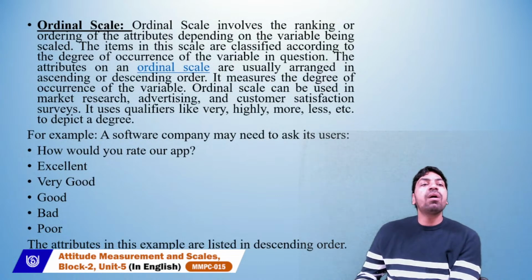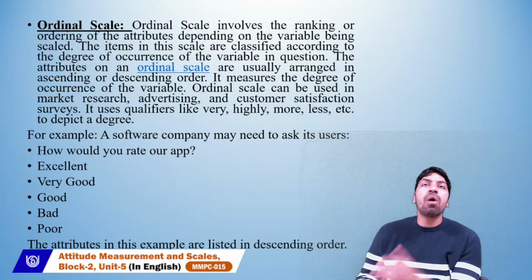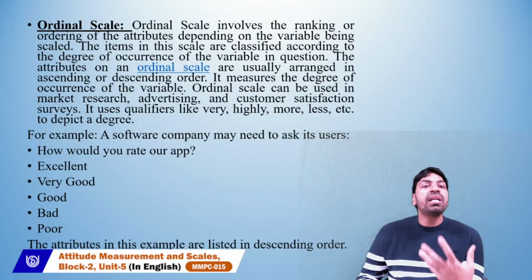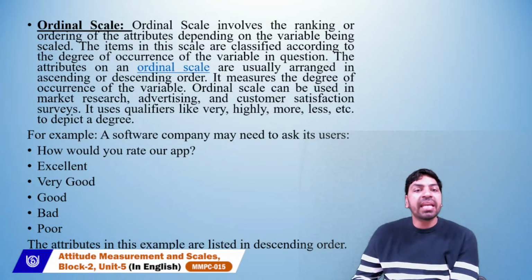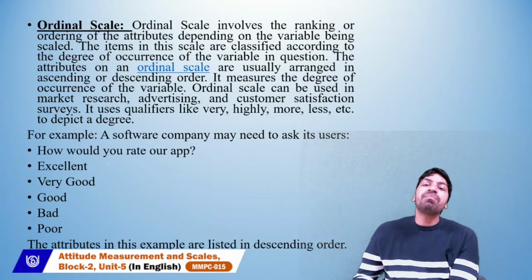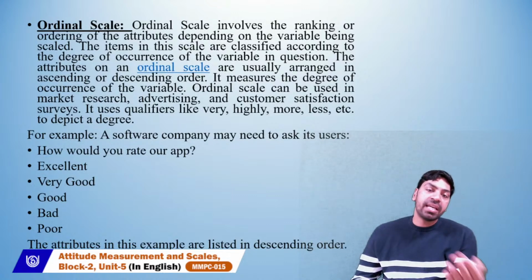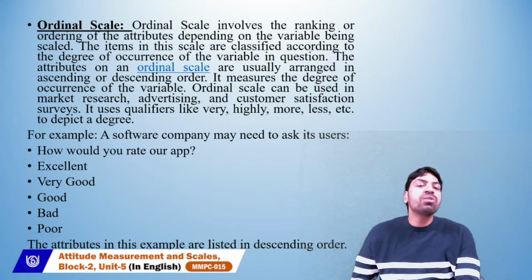Now we can talk about the ordinal scale. The ordinal scale always refers to the ranking and ordering of the attributes, depending on the variable being scaled. Whatever the items, attributes or variables on these scales, it totally depends on the ascending or descending order. A researcher can choose either ascending or descending order; it totally depends upon the choice of the researcher.